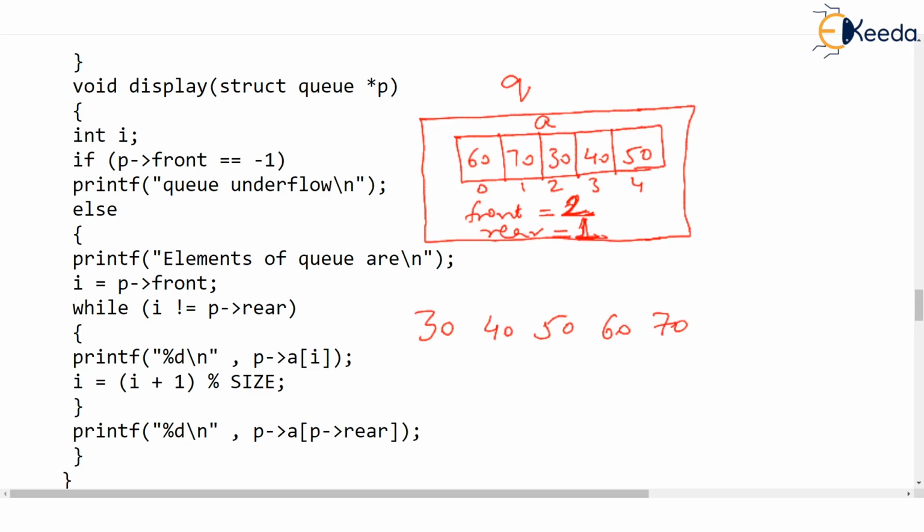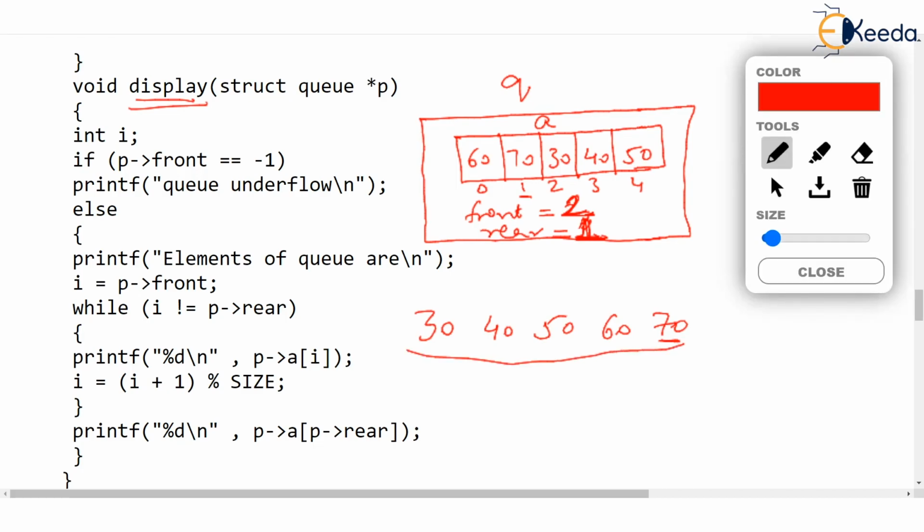Rear is 1, as you see. Just check that. The value of rear is 1. So 70 is the final element. So if you are displaying the queue, then the output should be this: 30, 40, 50, 60, 70. Isn't it? Going from front to rear in the circular queue.